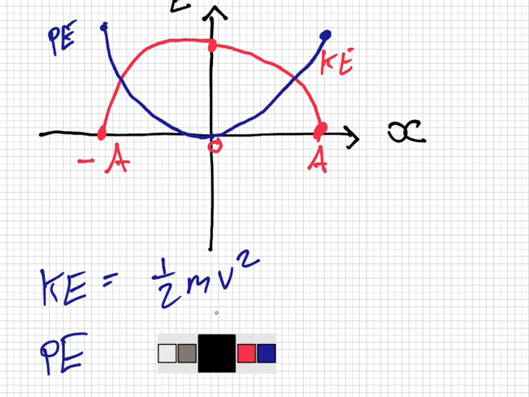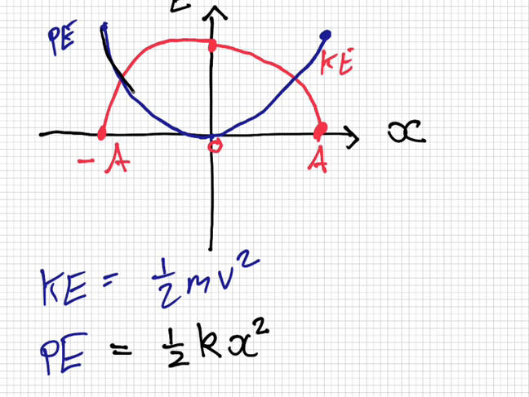Hold on, I'll show you this. It is a half kx squared. The potential energy is a half kx squared. So that's why I said it was definitely a quadratic, because this graph here, that graph is a half kx squared.